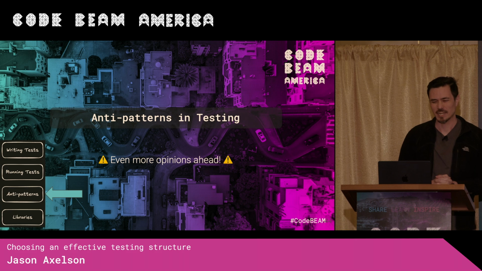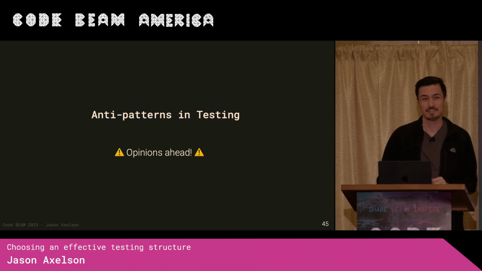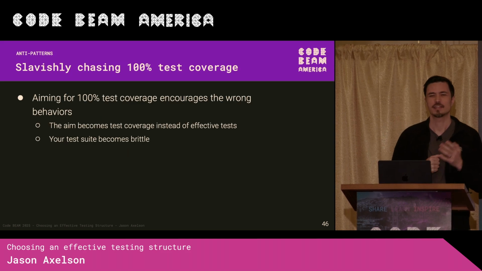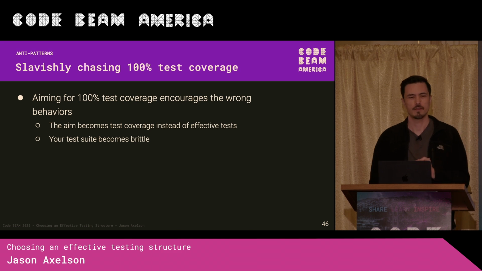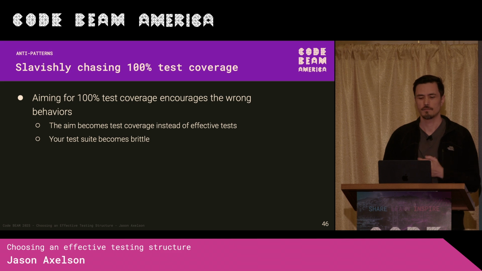OK. Let's talk about anti-patterns. And this is definitely even more opinionated for emphasis. OK, my first anti-pattern is chasing 100% test coverage. I think this just encourages all of the wrong behaviors. You aim to create test coverage instead of actually aiming to write effective tests.